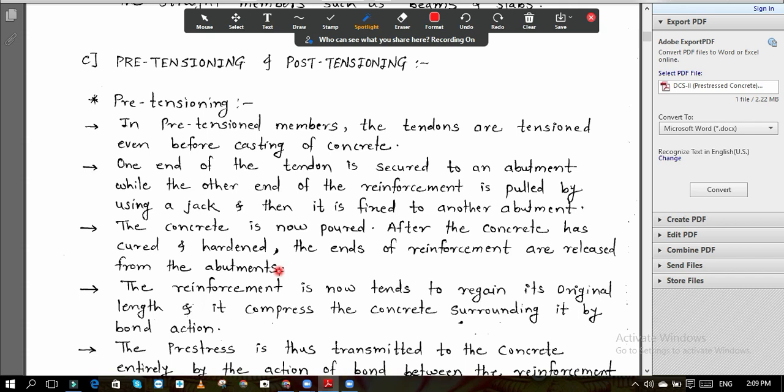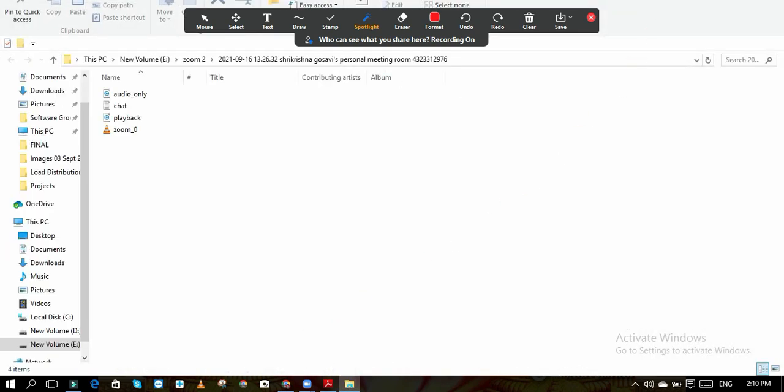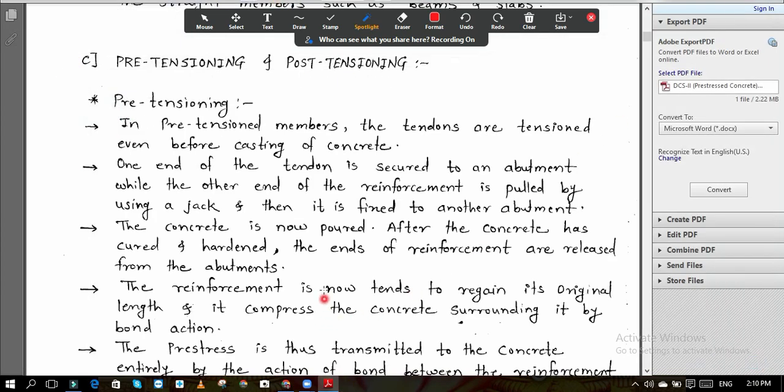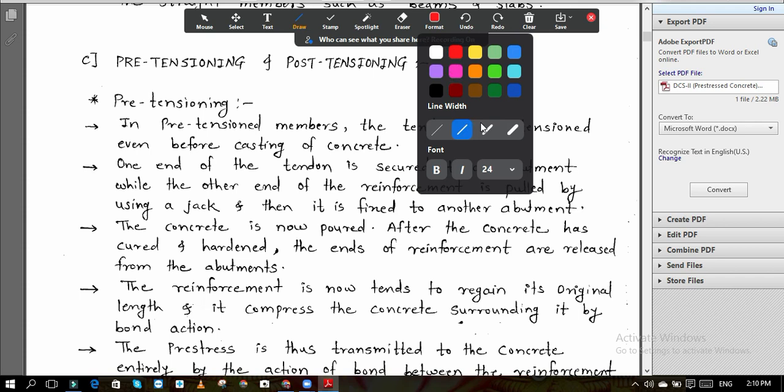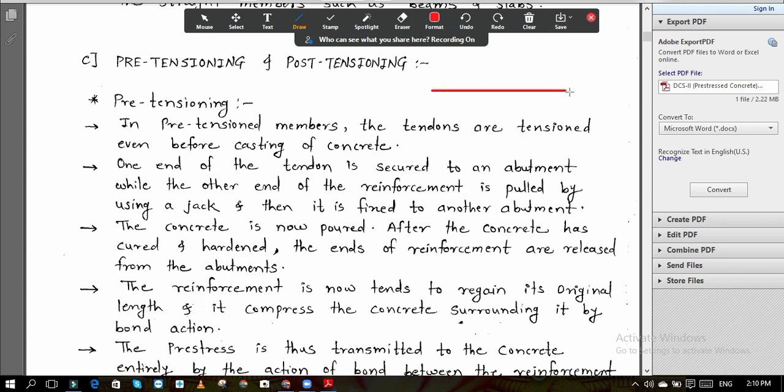It is released from the abutment means it is cut down near the surface of the beam. Okay, it is cut down. Then the reinforcement now tends to regain its original length and it compresses. See, you have given tension to the reinforcement. See, if I draw the diagram, this is your tendon.